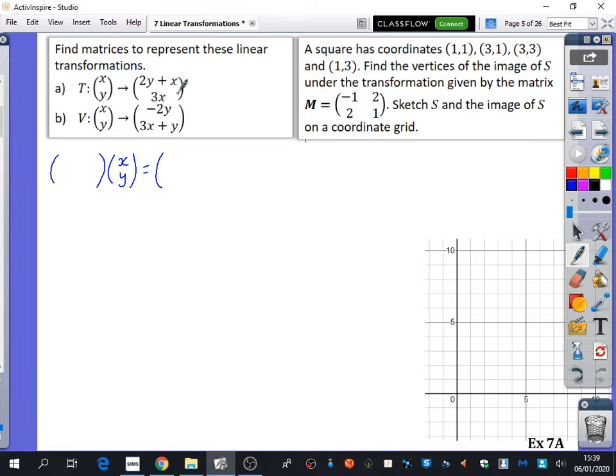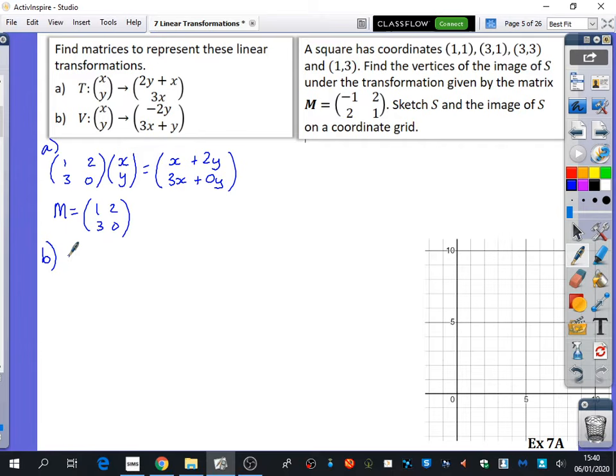Now I'm going to rewrite this. I'm going to write this as x plus 2y and 3x plus 0y, which should then make the next step very easy. What's the matrix? 1, 2, 3, 0, because when you multiply it, you'll have the 1x plus 2y, 3x plus 0y. So that's the matrix for part A. Our matrix is just going to be 1, 2, 3, 0.